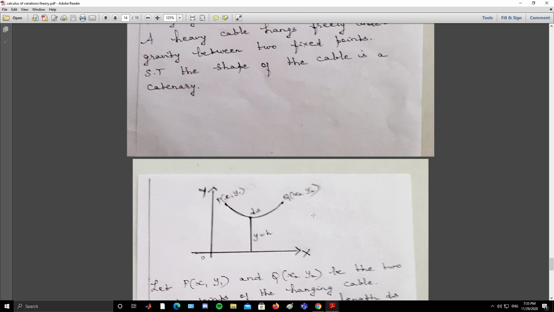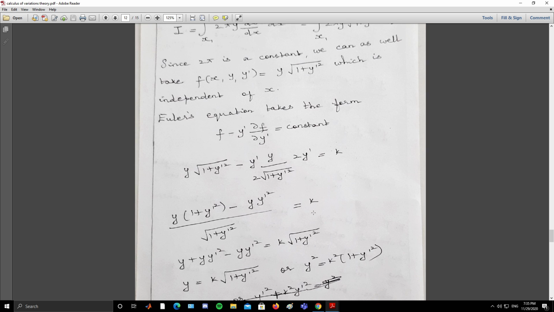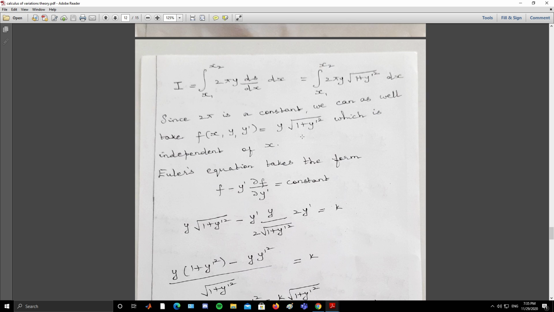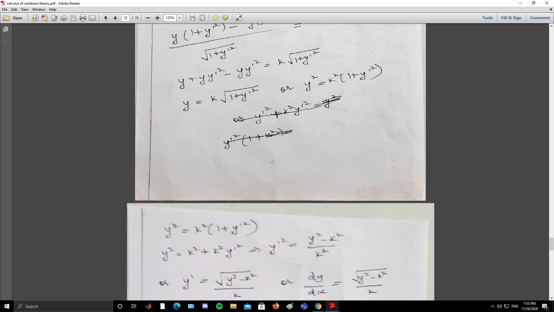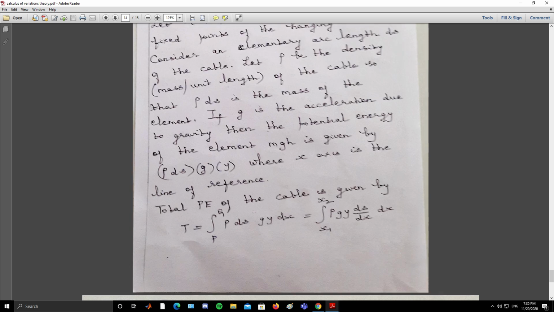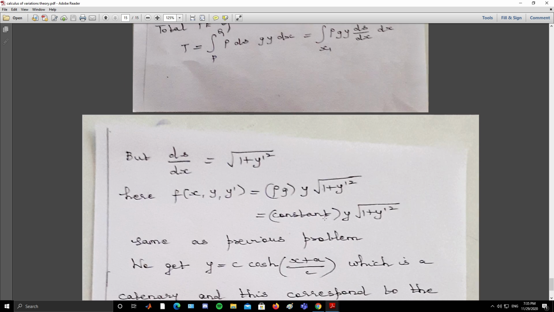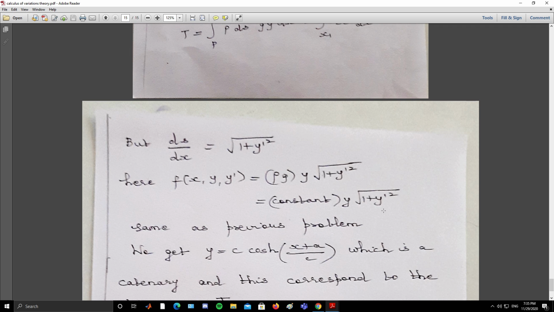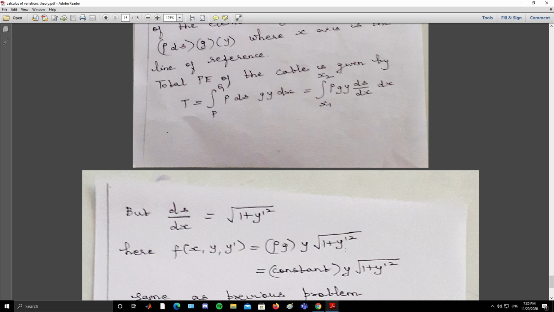In the previous problem also we had the same function, that is y into root of 1 plus y dash square. Since it doesn't contain x, we took case phi of Euler's equation, and we got the solution y equals k cosh of (x plus a) by c. After this step, the proof is the same as the previous problem. Since it doesn't contain x, you have to take up case phi.